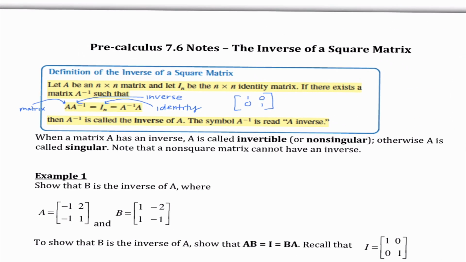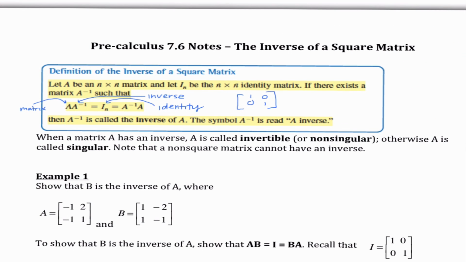When matrix A has an inverse, we call it invertible. Otherwise, A is called singular. And if it is not a square matrix, there's no way that it can have an inverse. And what we see over here is if they are inverses of each other, the commutative property exists. And we've seen in our previous lesson that the commutative property does not exist for matrix multiplication, so this is kind of a big deal.